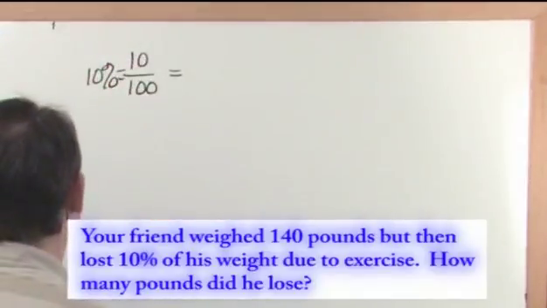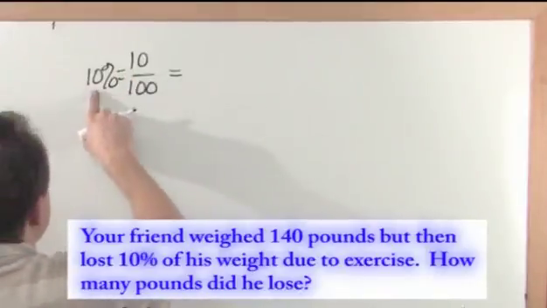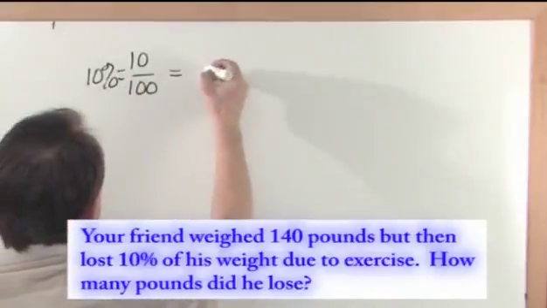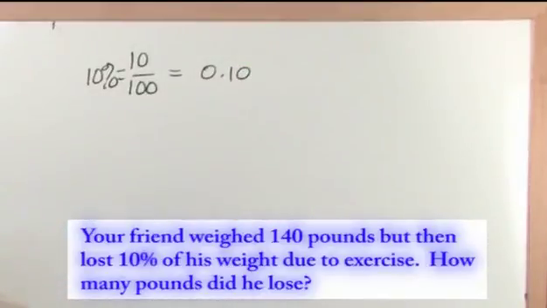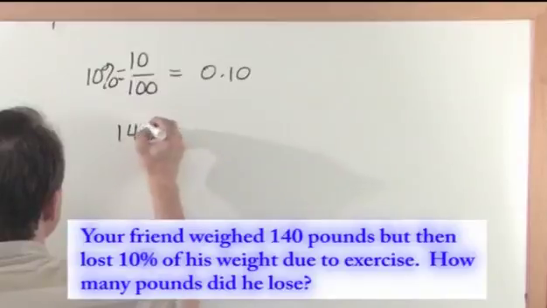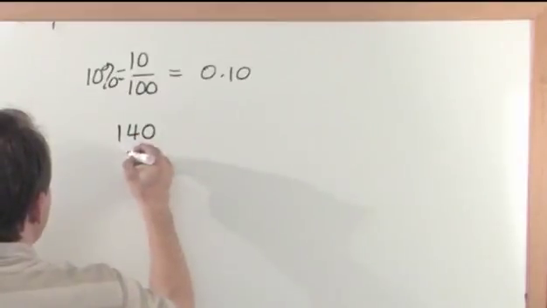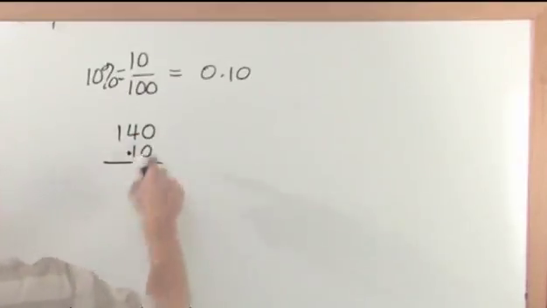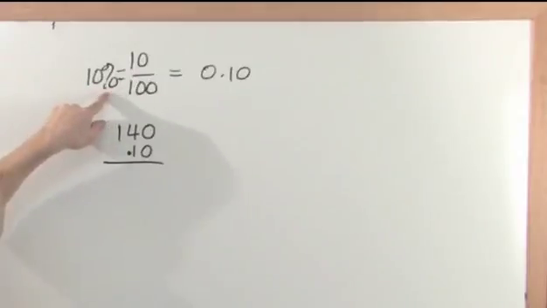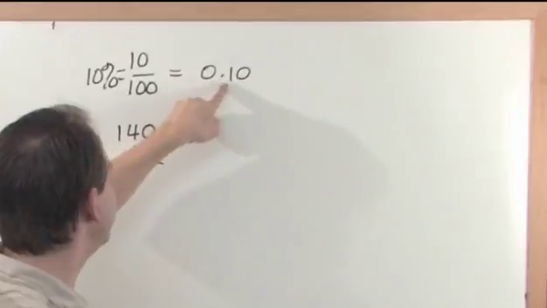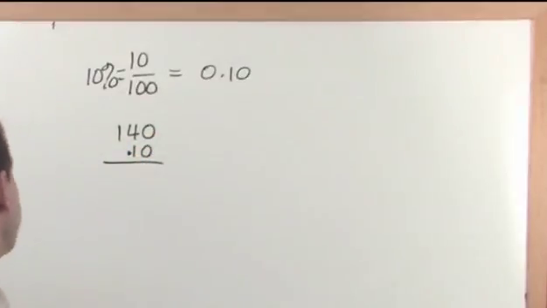And you also know that this can be expressed as a decimal by moving the decimal point 2 places, so it's 0.10. So all you need to do to find out how much weight he lost is take 140 pounds and multiply it by 0.10, which is basically what's describing how much weight he has lost. You do not multiply by 10, because this percent symbol means you move the decimal point here. The real number is 0.1, and that's why you're multiplying by that here.